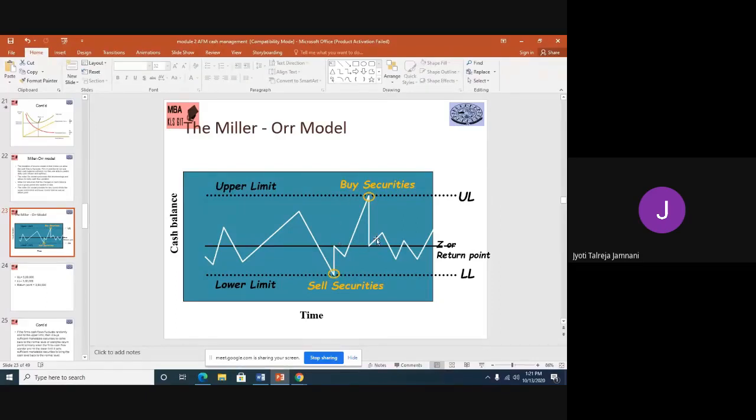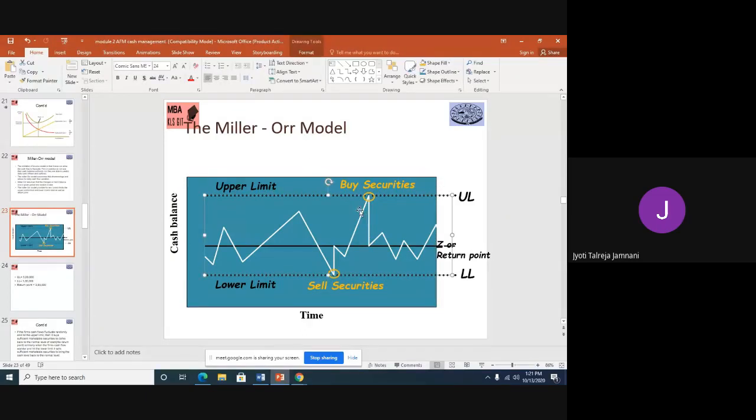When you touch the upper limit, you buy securities with this full amount, till it touches that black line. If you can see that line, it is the return point. Once you invest, see, the white line has come down back to the black line. It comes straight down because that much money you invested. I hope you are understanding what I'm trying to say.